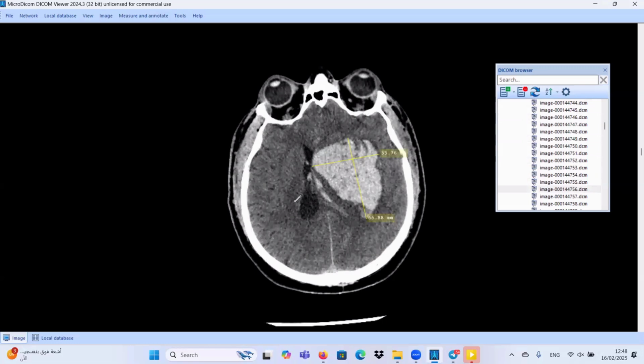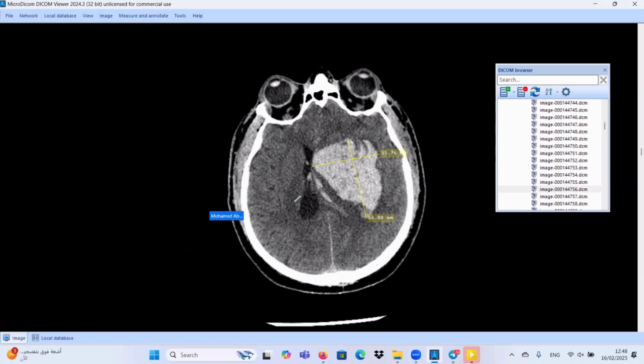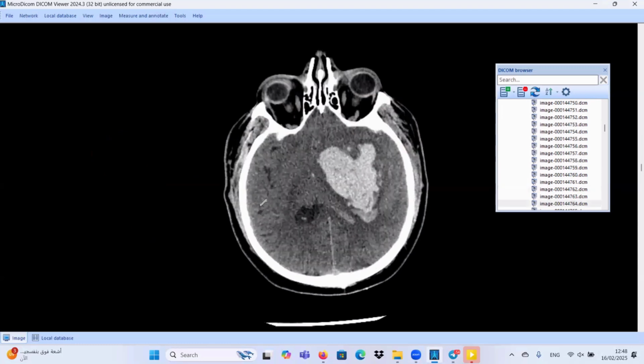We should also measure the hematoma itself. It measures about 6.6 times 5.5 times 6 centimeter in the craniocaudal dimension. As we said before, the 3 dimensions should be multiplied by 0.52 to get the volume. And the volume here, in this case, is about 113 cc. According to the guidelines, if we have hematoma more than 50 cc, it is indicated for surgical intervention. So this one is indicated for surgical intervention. Before reporting this case, hold your phone and inform the neurosurgeon by the time.